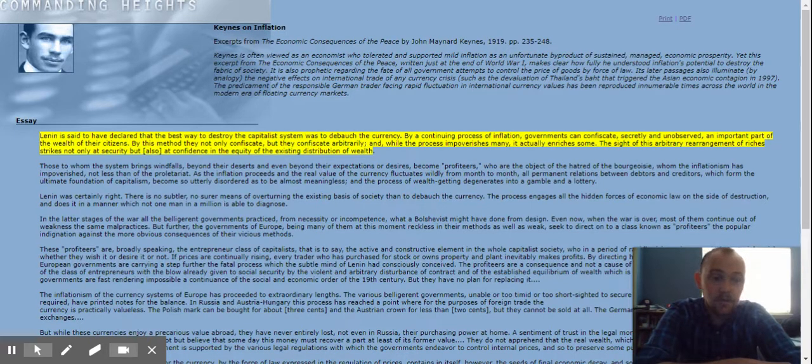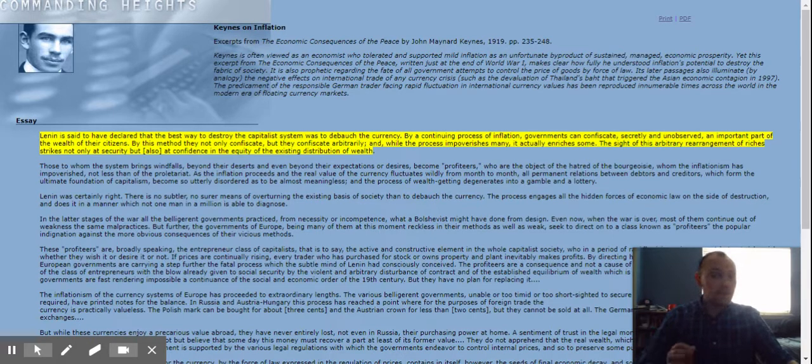He says the sight of this arbitrary rearrangement of riches strikes not only at the security, meaning your property, your wealth, your money, your savings, is touchable by this very simple act of government financial policy, but also at the confidence in the equity of the existing distribution of wealth, meaning people start to lose confidence in the system. They start to recognize the inequality of wealth, but they start to attribute it to other causes instead of recognizing what's been done through monetary policy in order to bring them to that place of dissatisfaction.